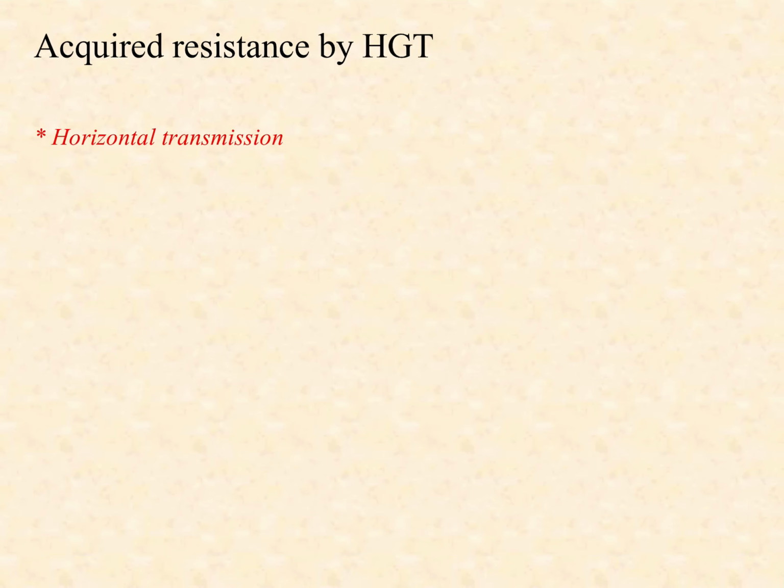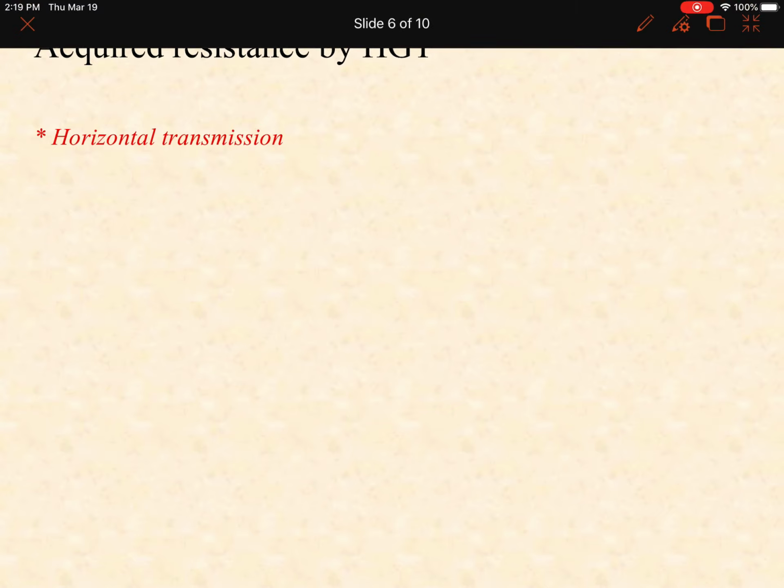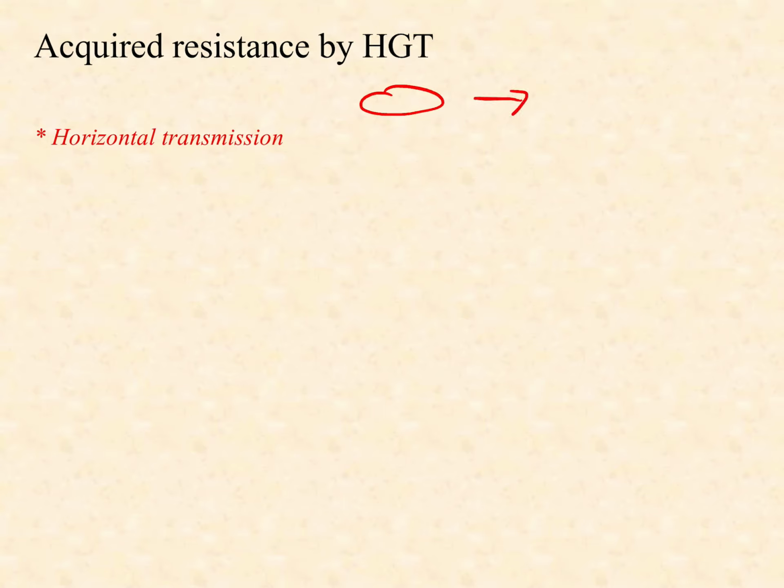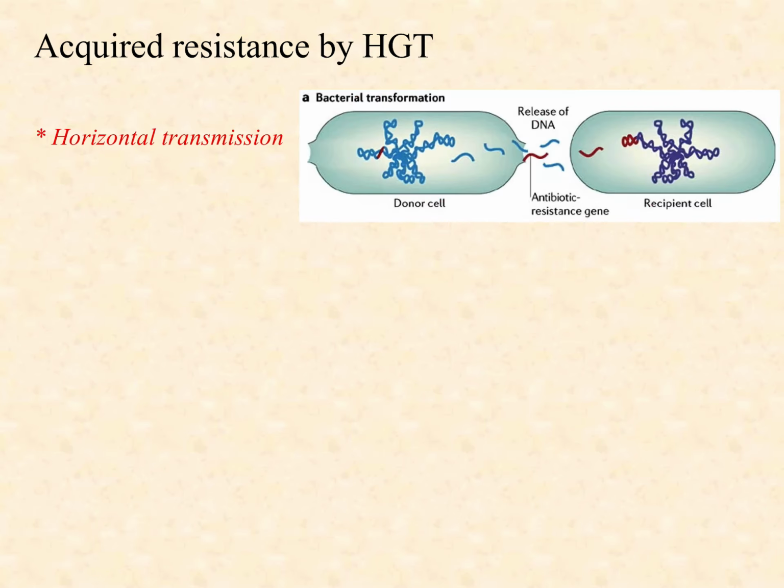There we go. Bacteria can also acquire resistance by horizontal gene transfer. We talked a little about this already, so I just want to review how it works. Instead of parents to offspring, now we've got DNA being transferred from one cell to another in the same generation. There are three main mechanisms we learned about where horizontal gene transfer can take place.